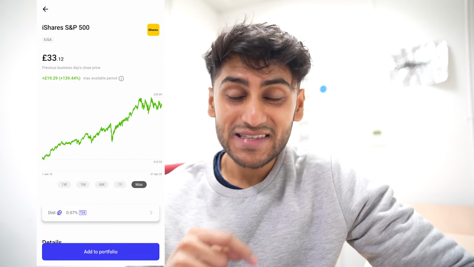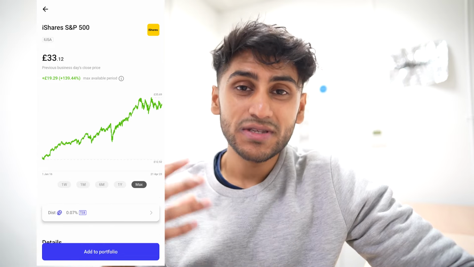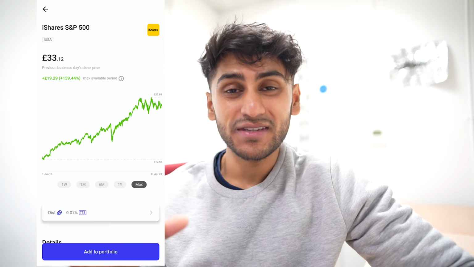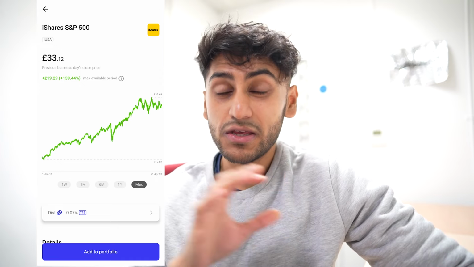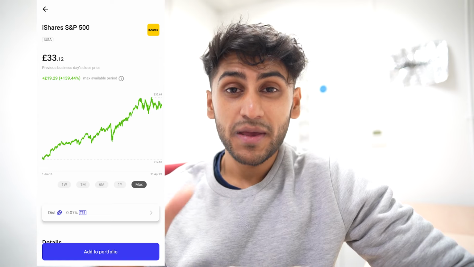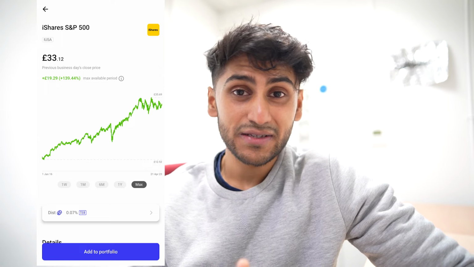Ask yourself, is the ETF accumulating, meaning that it automatically reinvests dividends, or is it distributing, meaning it gives out dividends as cash payments? If you're holding this ETF, for example, outside an ISA, you are liable to pay taxes on your dividend gains, even on an accumulating fund and a distributing fund. So bear that in mind. If you're making over £1,000 in dividends, you're going to have to declare that to HMRC.